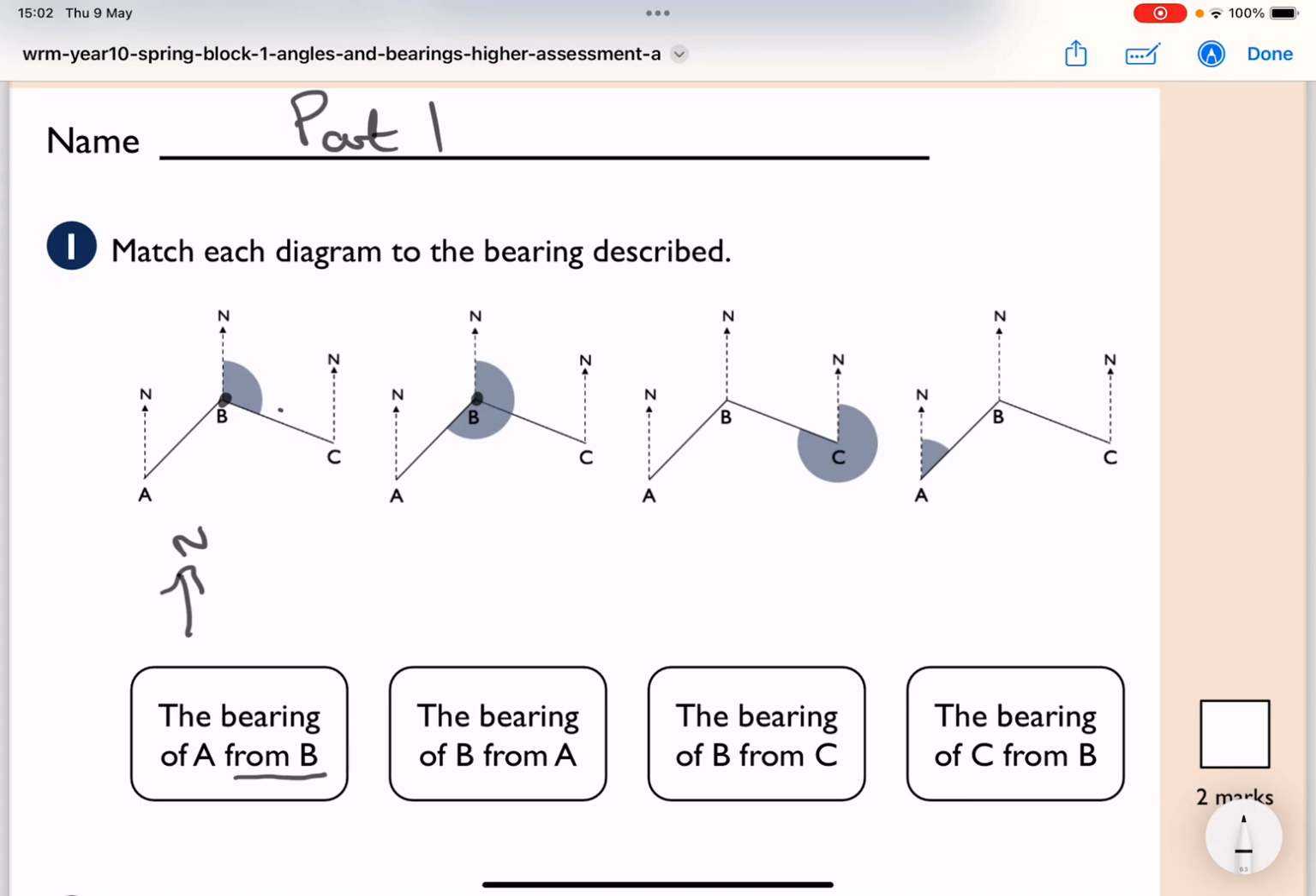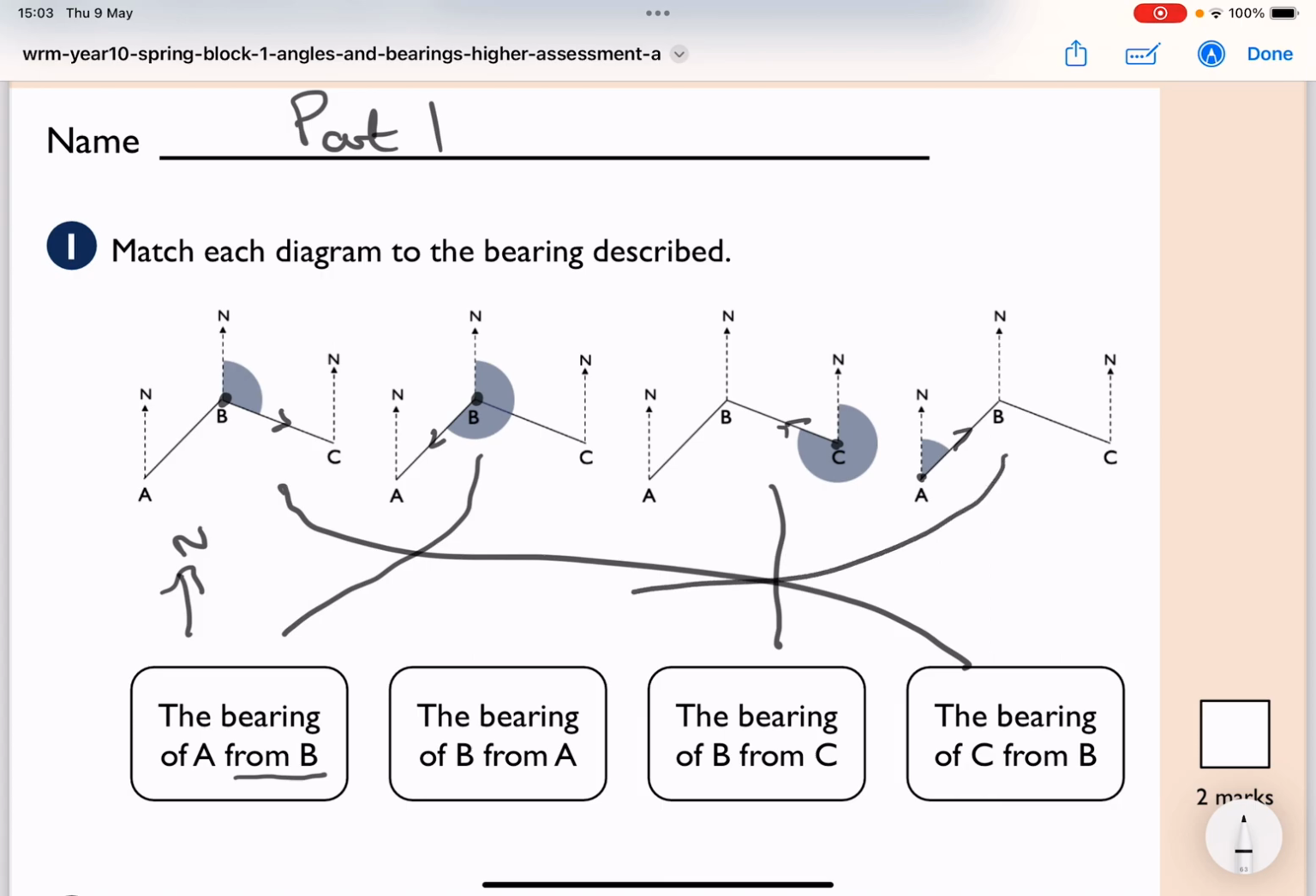So the first one is the bearing of C from B. Okay, so in fact that one goes with that one. The second one is the bearing of A from B, because it's going towards A, so that one goes with that one. This one is the bearing of B from C, so that is that one. And the last one is the bearing of B from A, because it's going towards B, that's where it starts. So that one is that one.